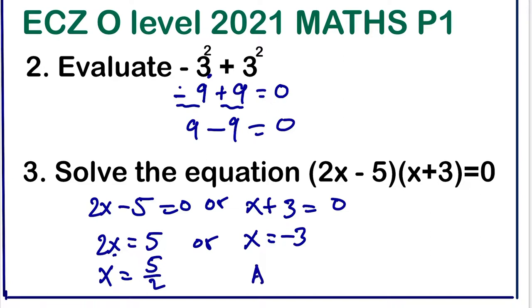So our answer for this question is x equals 5 over 2, or x equals minus 3. That was all for questions 1, 2, and 3. So let's move to the next question.